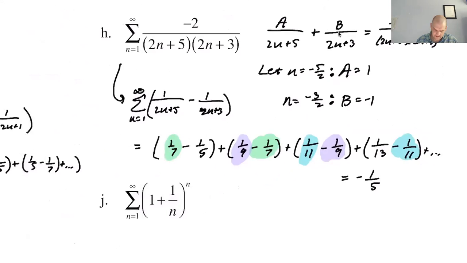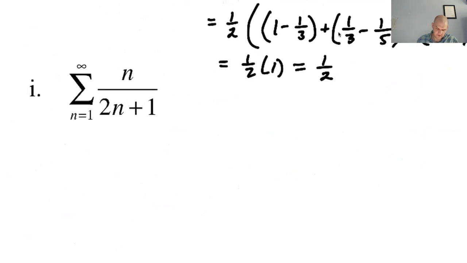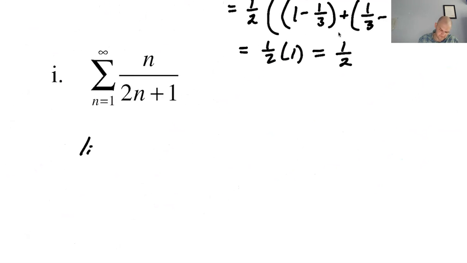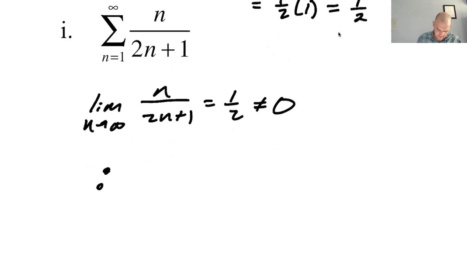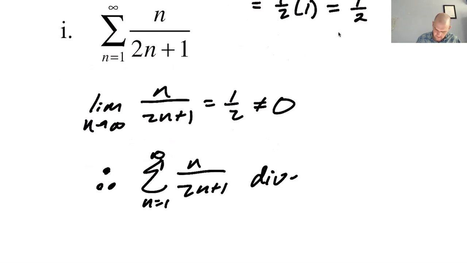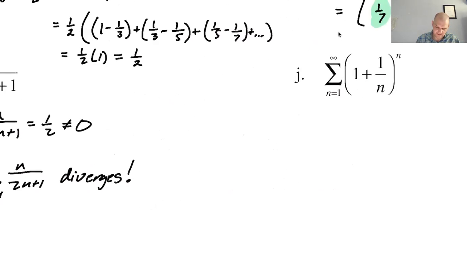All right. Let's see what else we got. Oh, nice. Okay, so nth term test of n over 2n plus 1 equals 1/2, which is definitely not 0. Since it's not 0, it diverges. So therefore, the sum from 1 to infinity of n over 2n plus 1 diverges. Nice. That's the best.